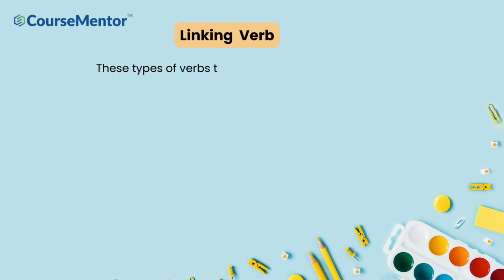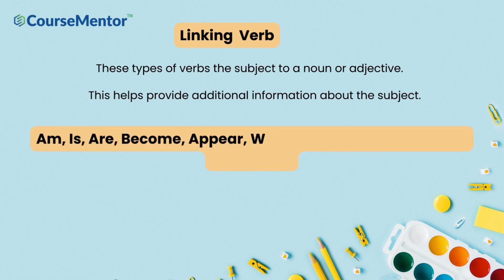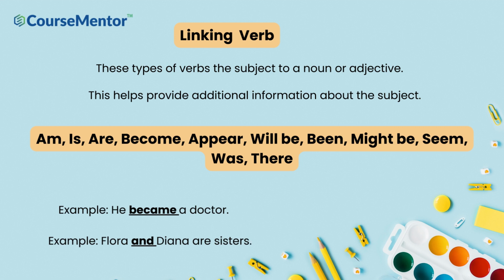Linking verb. These types of verbs link the subject to a noun or adjective. This helps provide additional information about the subject. This includes am, is, are, become, appear, will be, been, might be, seem, was, there. For example, he became a doctor. Flora and Diana are sisters.